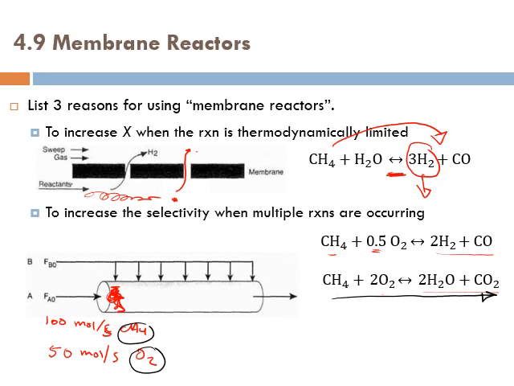So instead of introducing the oxygen at the entrance, let's introduce it through the wall of the membrane. So still I am introducing 50 mole per second of oxygen, but not all of it at the entrance. I'll distribute it throughout the reactor.